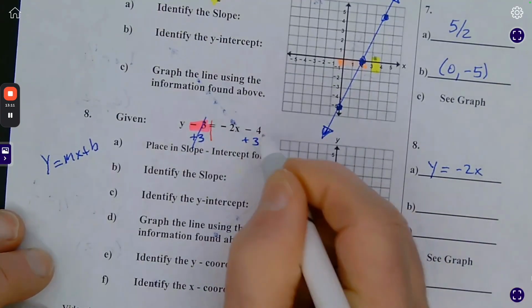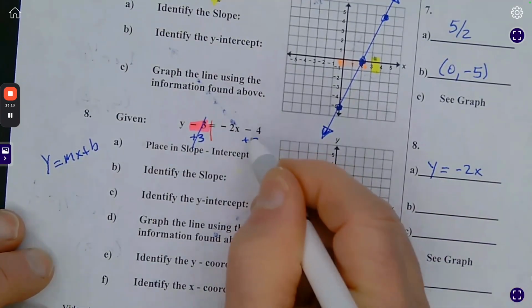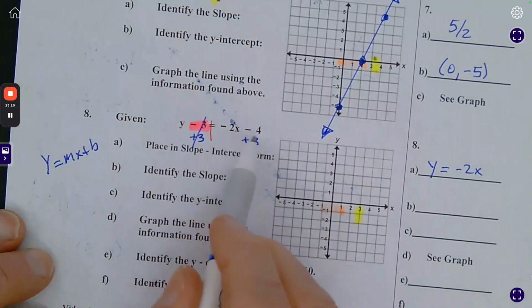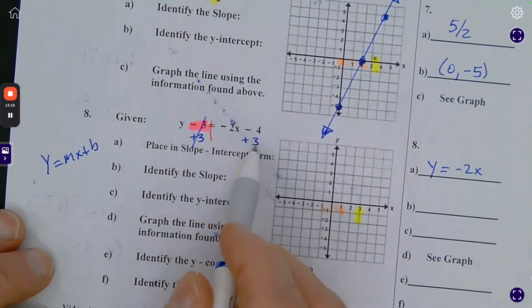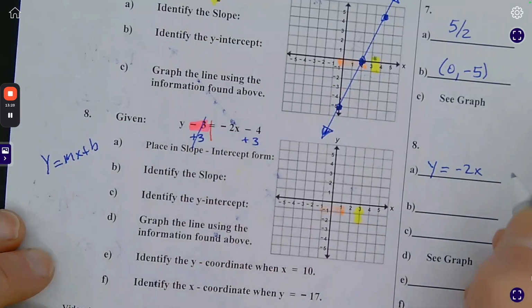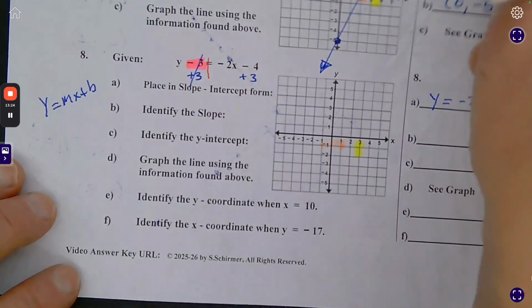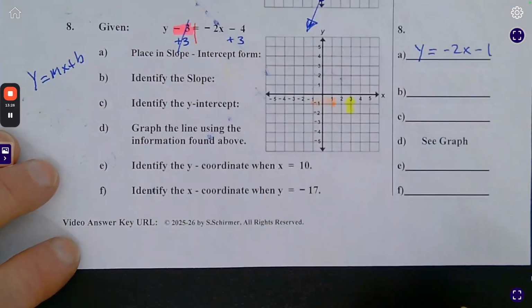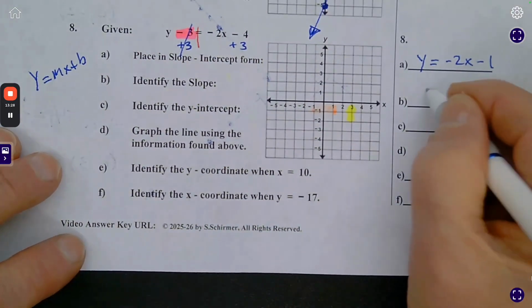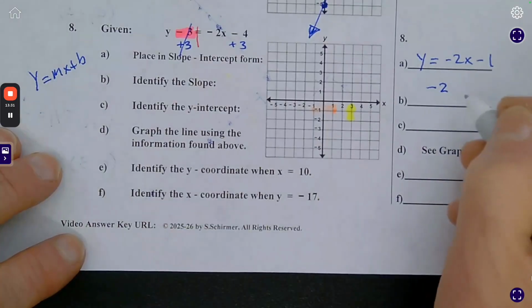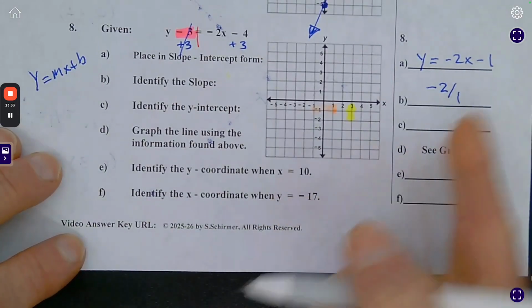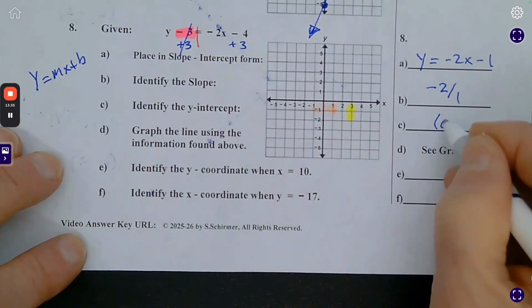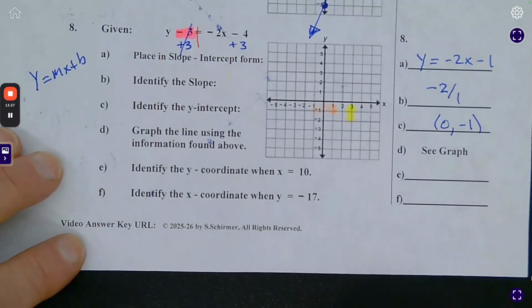negative 2. And then I combine these terms because those are the terms that are like. That category is x, that's a constant, that's a constant. I can only combine things that are like. All right, there it is. That's slope intercept form. Okay, now we can do the slope. Negative 2. Uh-oh, make it a fraction. Over 1. Y-intercept. Negative 1. Right there. Let's graph it.